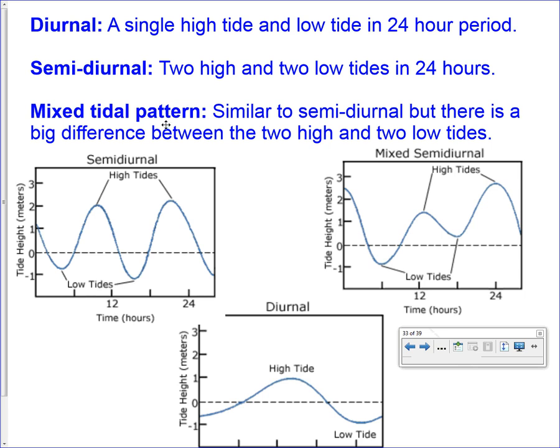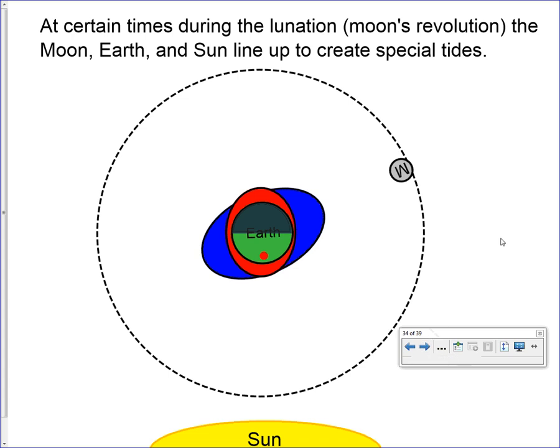A mixed tidal pattern is a very special case of a semi-diurnal where the 2 highs are very different and the 2 lows are very different. And that's called a mixed tidal pattern. All right, let's move on to monthly patterns.